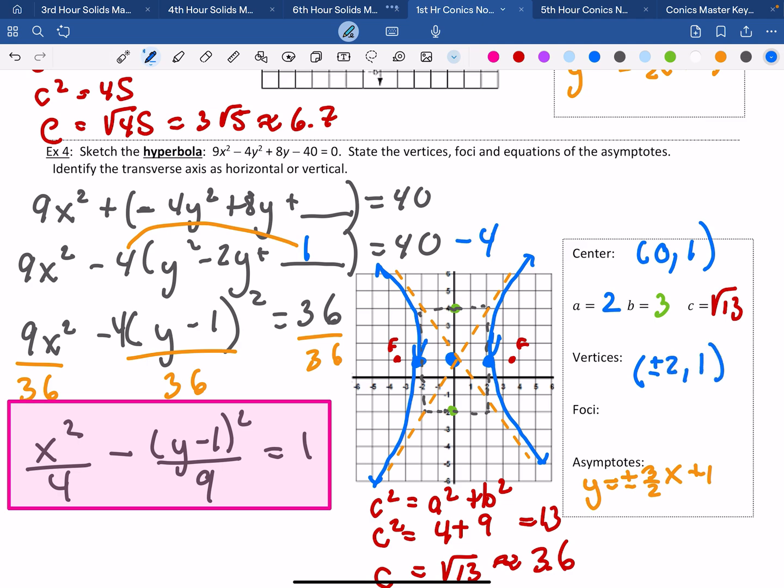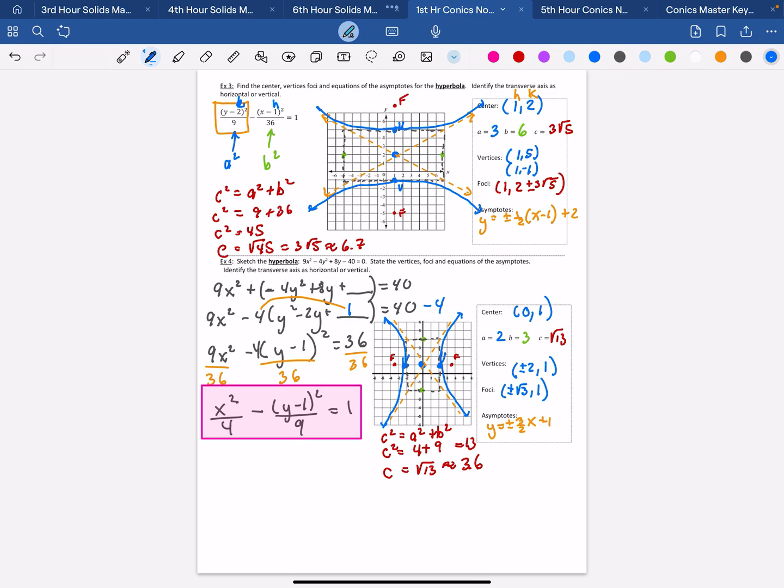All right, the foci, we can do the same thing. We are just going to add square root of 13 to the 0 left and right. And you get plus or minus square root of 13. And your y value stayed the same. Okay, there you have it. I hopefully got everything we need. Looking good to me.